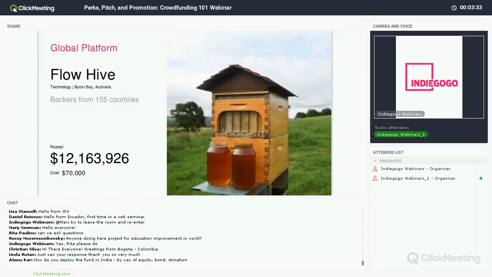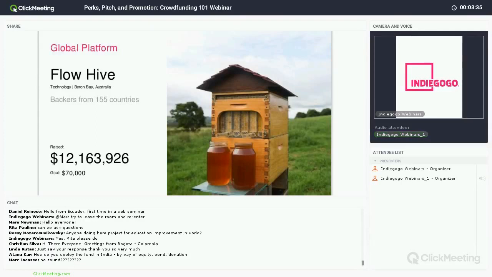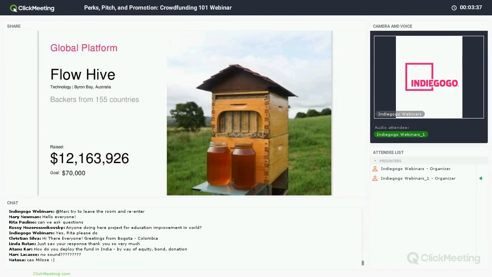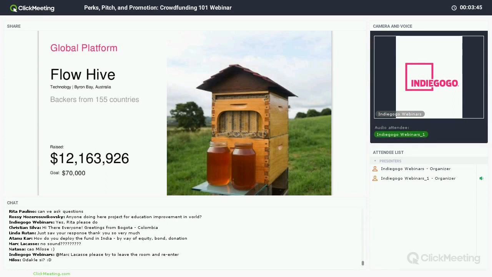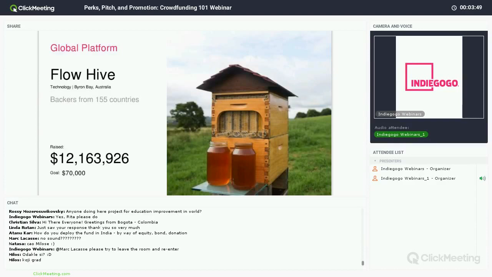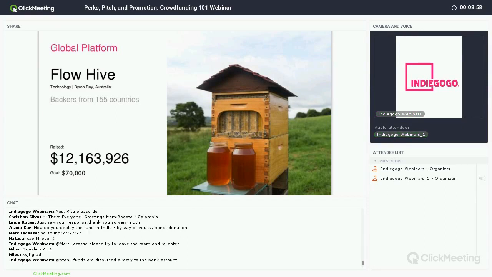A great example of this is Flowhive, and Flowhive was actually out of Australia. Flowhive is an exciting campaign because it was allowing regular people to be beekeepers. And as we all know, the bees are all dying, and we need to help in whatever way we can. Their goal was 70K. They ended up with 12 million, which is really cool. It was a father-son team. And even though they were based out of Australia, they wanted to raise funds in US dollars because they assumed that a large portion of their backers wouldn't just be in Australia.